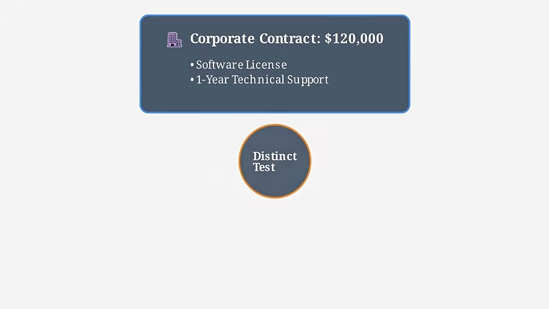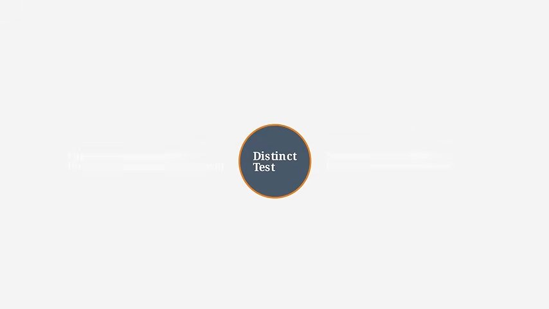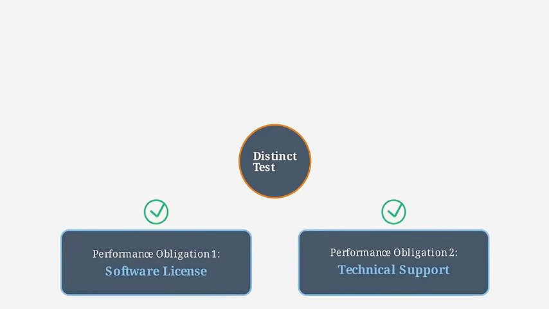Additionally, the promise to transfer it must be separately identifiable from other promises within the context of the contract. This split-screen logic tree breaks down a practical example: a $120,000 corporate contract containing both a primary software license and 1 year of technical support. The bundled package passes through the distinct test and separates into 2 obligations. The software and the support pass the test because the customer can use the software without the support, and the entity is not providing a significant integration service that inextricably links the 2 together.